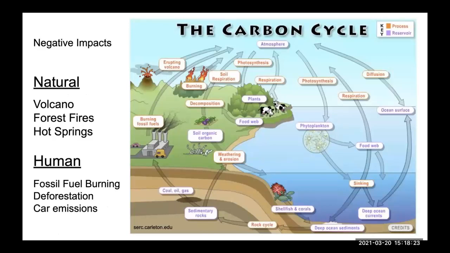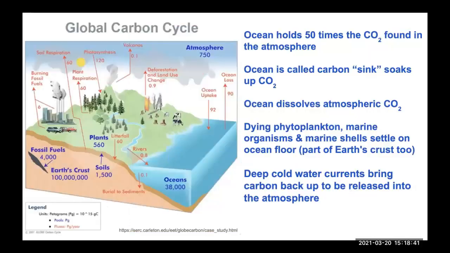We need things to be buried as they die. We need an increase in shellfish and coral and phytoplankton. We need to be conscious of the food webs and not destroy our oceans or our earth. The ocean holds 50 times the amount of carbon dioxide as the atmosphere, and the ocean is called a carbon sink. The carbon sink soaks up CO2. It dissolves atmospheric CO2 at the surface.